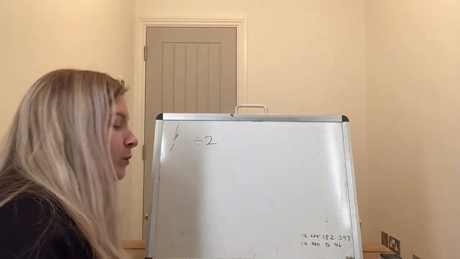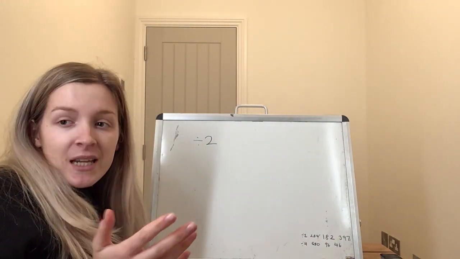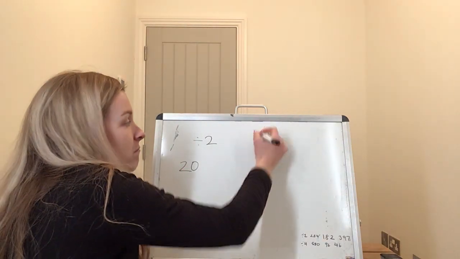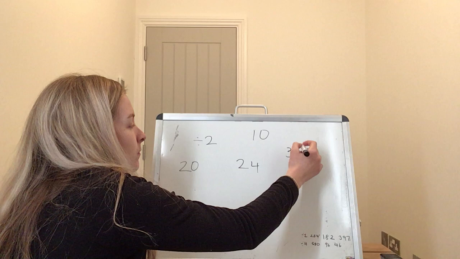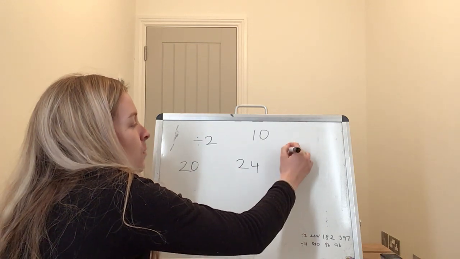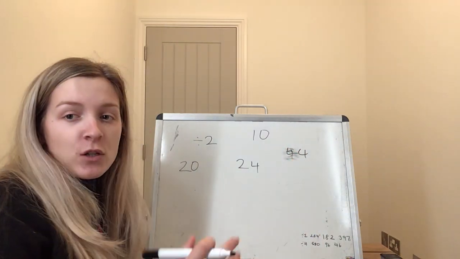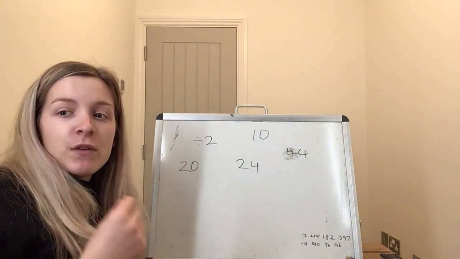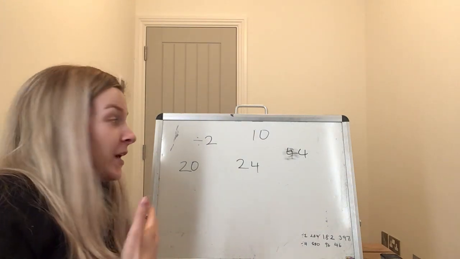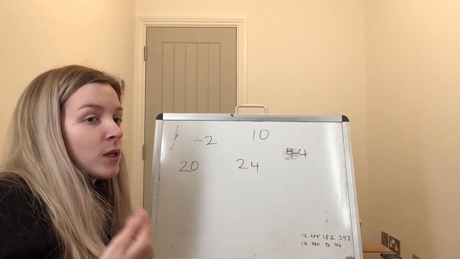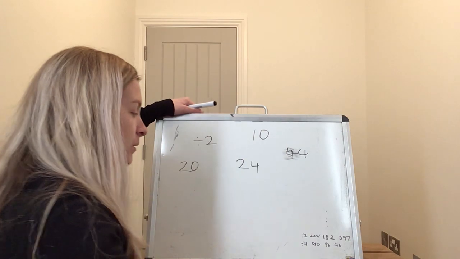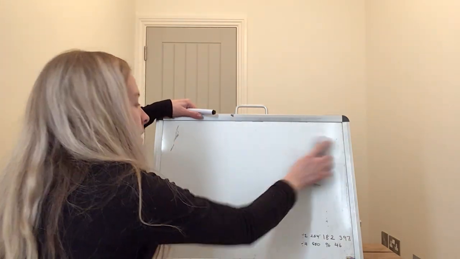Okay, so for example, let's think of some numbers easily divisible by 2. 20, 10, 24, 44, can easily half that to 22. Numbers divisible by 2, you can half them. They're even numbers, but you can easily half into another whole number. Okay, so knowing that, let's divide some numbers by 2.